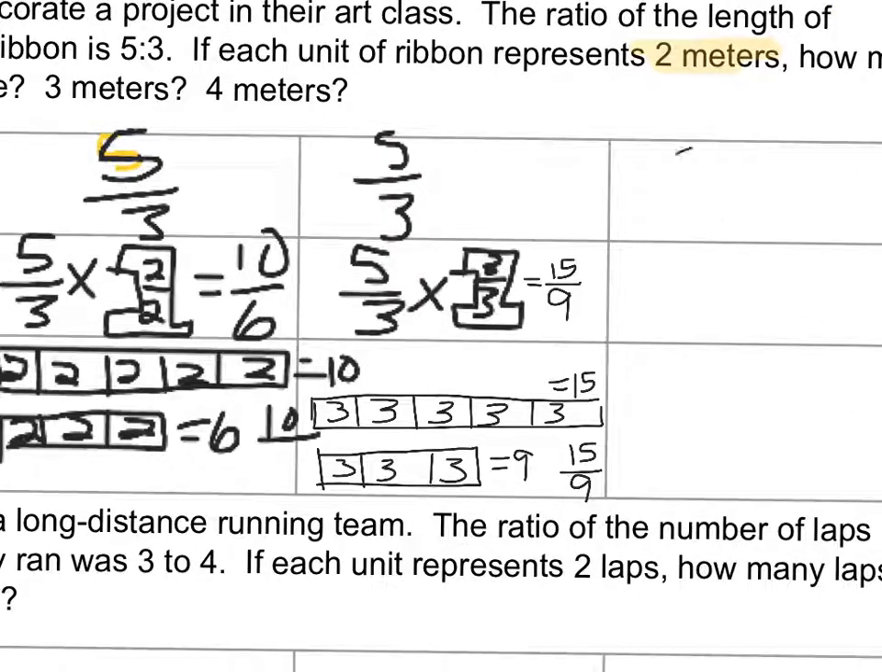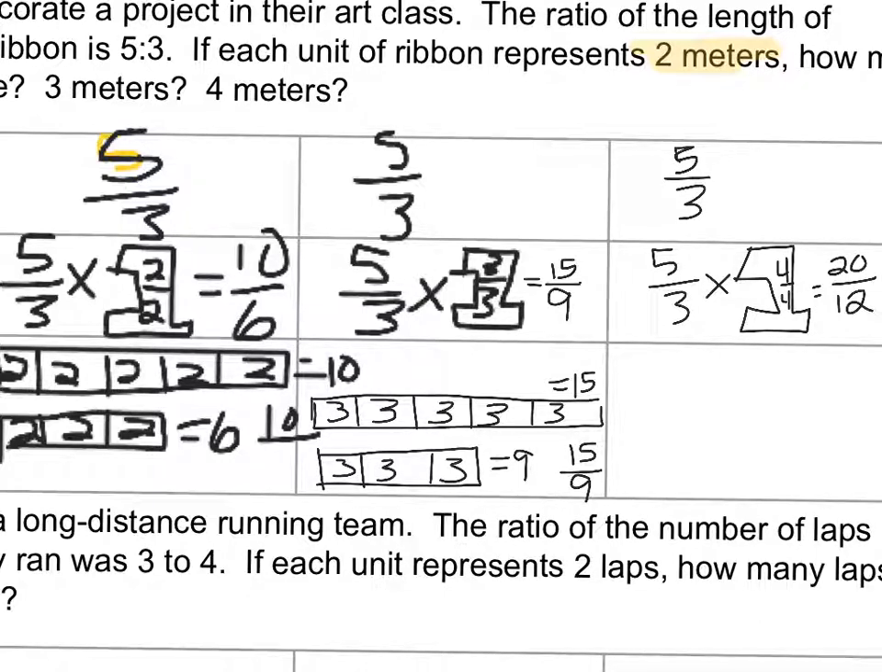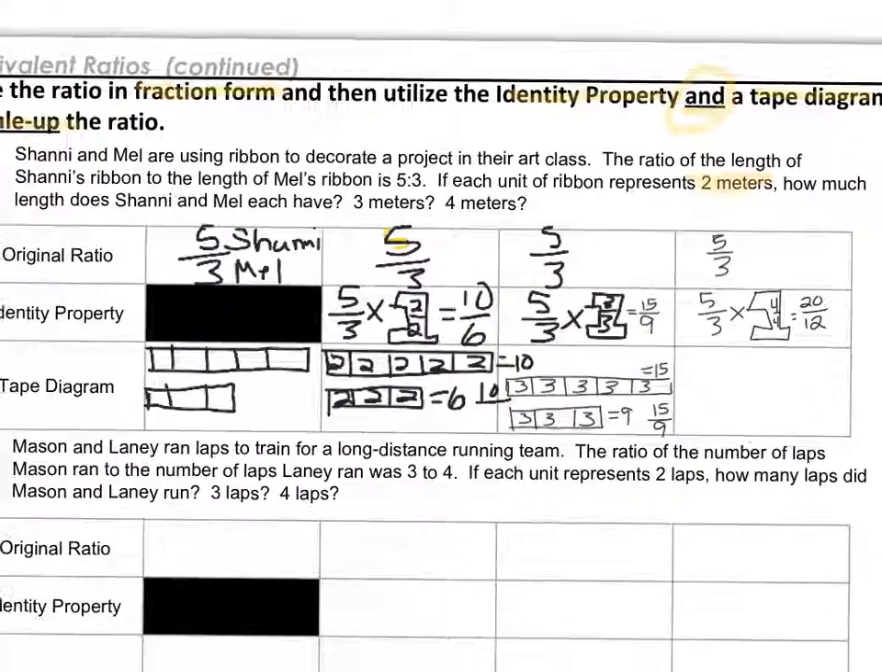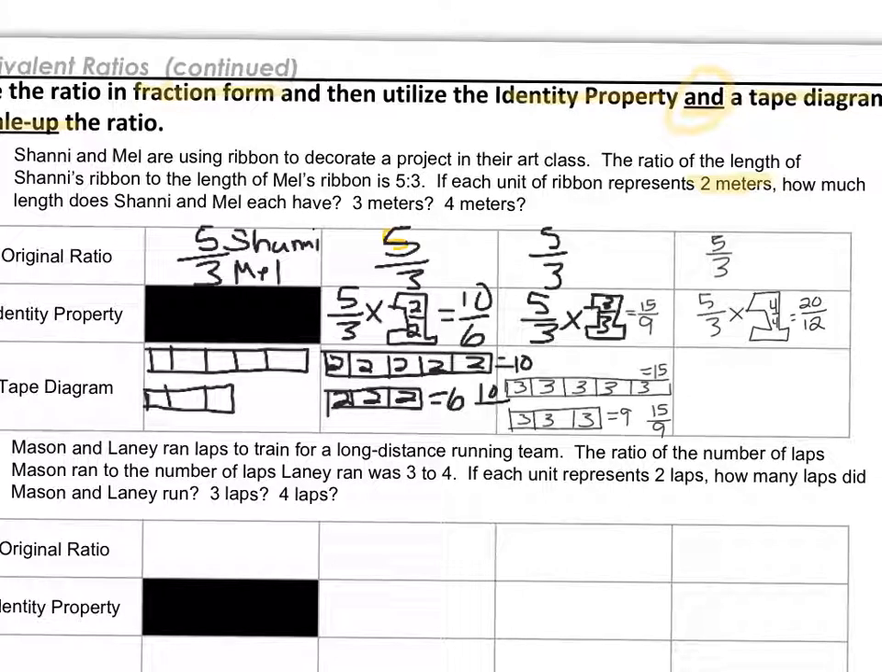As our original ratio, 5 over 3, we're going to utilize the identity property to scale it up by 4. So we're going to multiply both the numerator and denominator by 4. 5 times 4 is 20, and 3 times 4 is 12, so it's 20 twelfths. So Shani's ribbon would be 20 meters long, and Mel's ribbon would be 12 meters long.